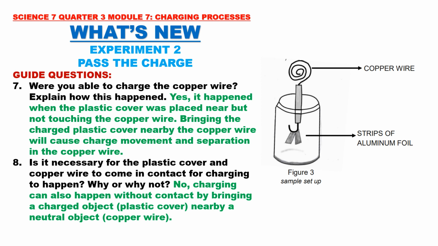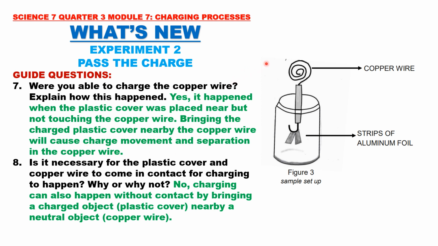So here are the answers for number 7. Were you able to charge the copper wire? Explain how this happened. So yes, it happened when the plastic cover was placed near but not touching the copper wire. Bringing the charged plastic cover nearby the copper wire will cause charge movement and separation in the copper wire.